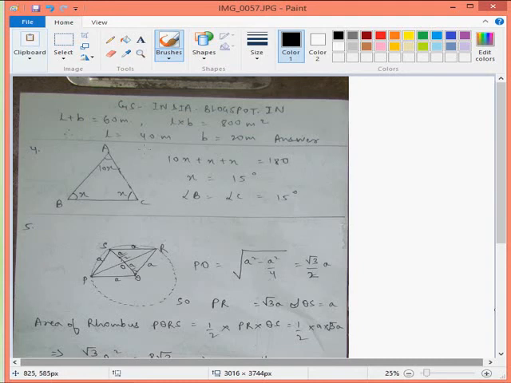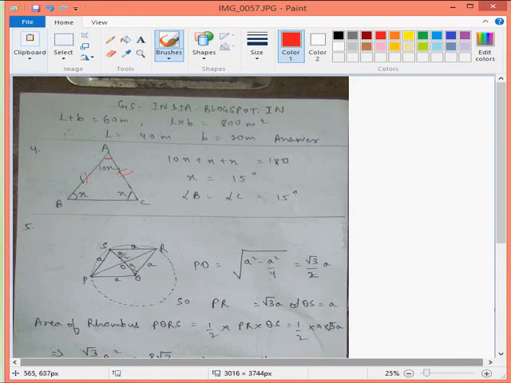Now next, the fourth question. ABC is here, and it has been told that this triangle ABC is isosceles. That means this side is equal to this side. So if these two sides are equal, then the angles opposite will also be equal. So this is x, so this is also x, and this x is the base angle. In the question, it is being told that the vertex angle, that is this angle, is 10 times the base angle. So if the base angle is x, the vertex angle will be 10x. So the vertex angle is 10x and the base angles are x and x.